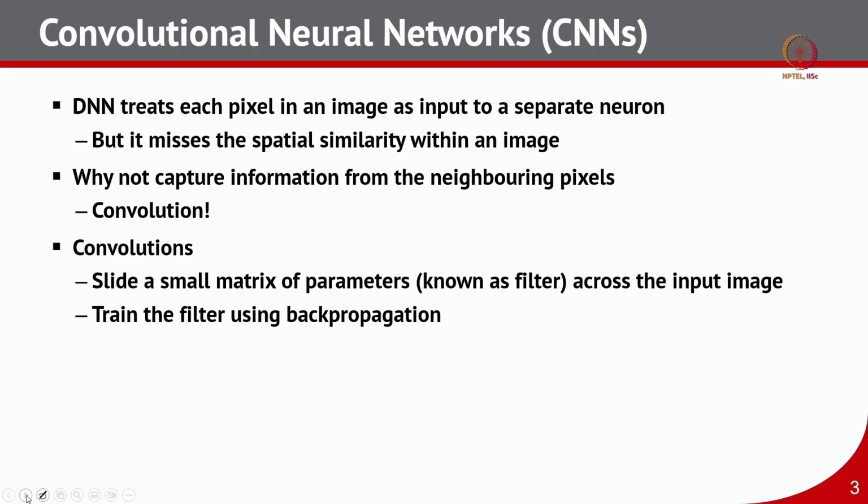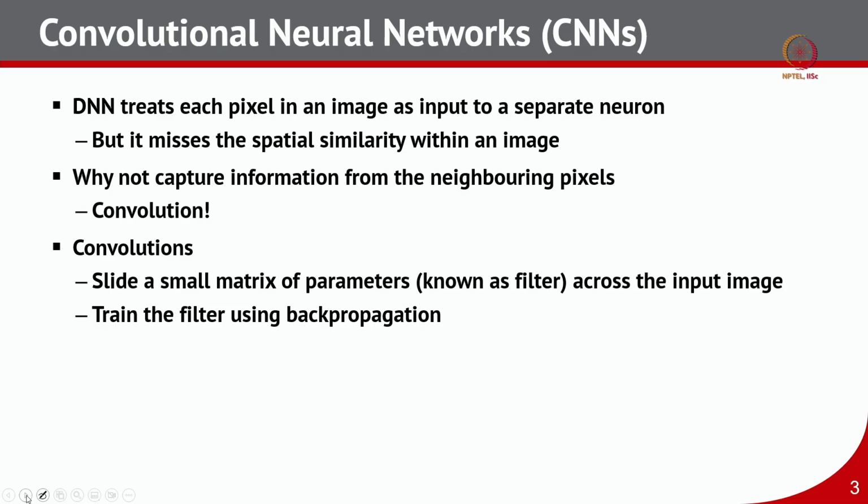Remember, we first talked about the multi-layer perceptron. In the multi-layer perceptron, you have to put all the features into individual neurons. But when we want to classify an image, we shouldn't put in the image pixels as individual inputs to the neurons. The multi-layer perceptron treats each pixel in an image as input to a separate neuron, but then it misses the spatial similarity within an image.